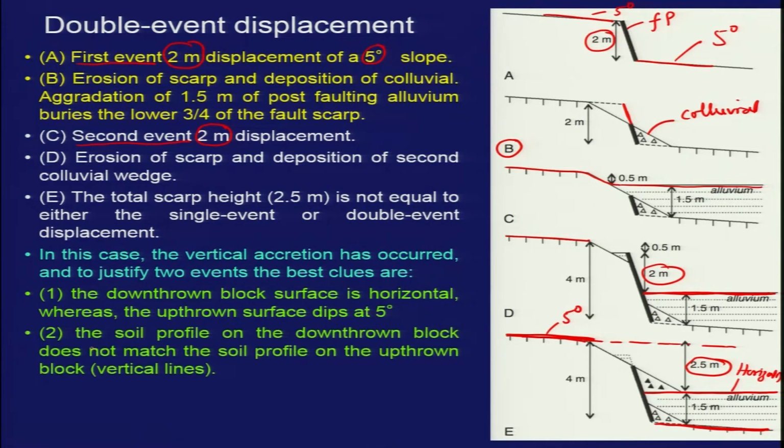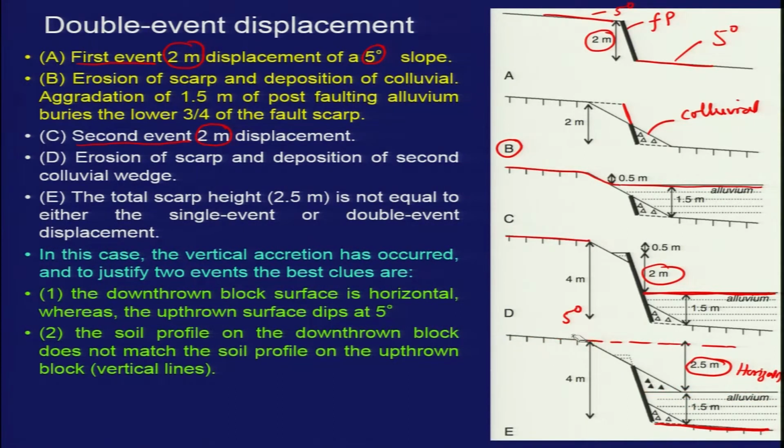And then second is the soil profile on the downthrown block, that is what we are looking at here, does not match the soil profile on the upthrown block with vertical lines. If we consider that, okay, fine, this was the surface available at the time of the earthquake, and when we match the soil or the material with this surface, then it doesn't match. That is what we are trying to explain.